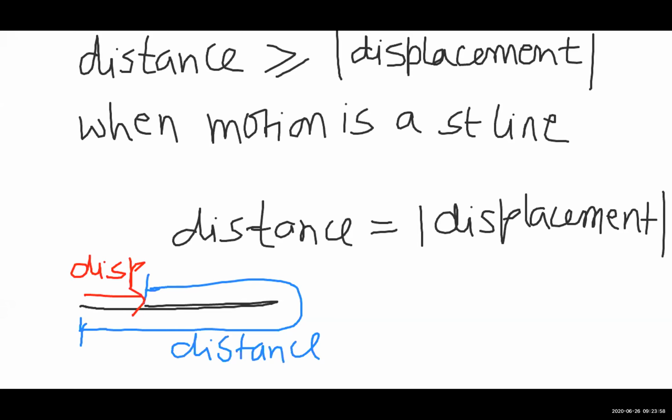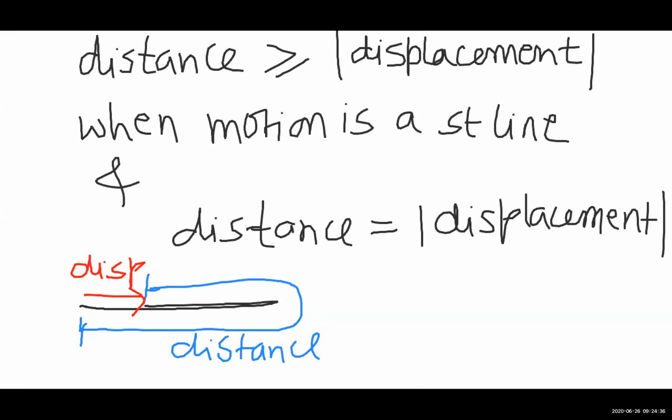So basically it means that you walk out of your building and you come back in a straight line. Your displacement will be 0, whereas the distance traveled will not be 0. Right? So the condition is that the motion should not only be a straight line, but it should be in one direction.